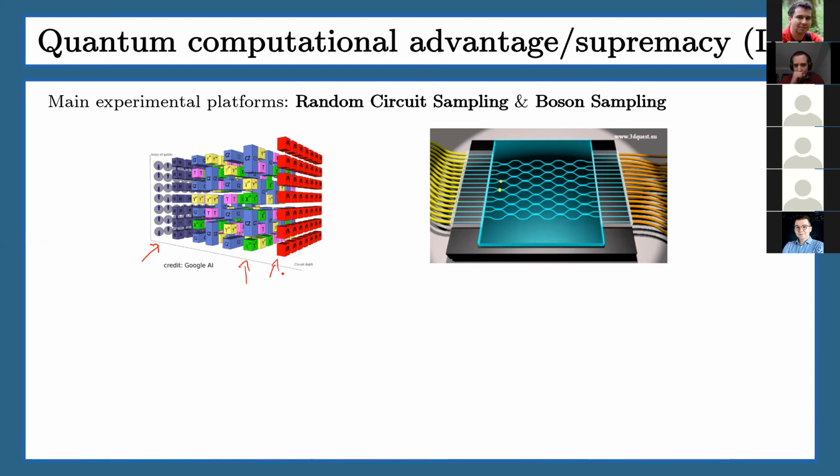And concerning boson sampling, here you initialize your system of bosons, photons, in some Fock state. You have single, indistinguishable photons that enter each mode. Then you let them evolve via a linear optical interferometer. And lastly, you measure what happens in the output.